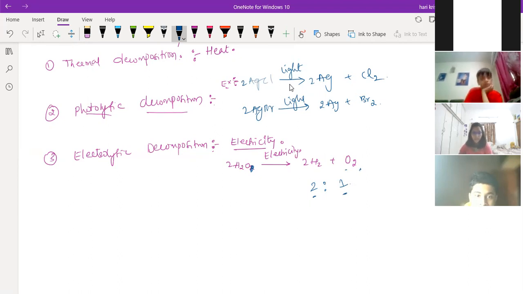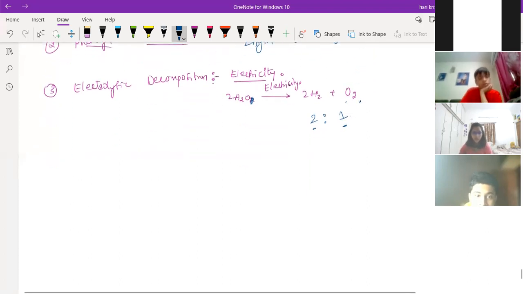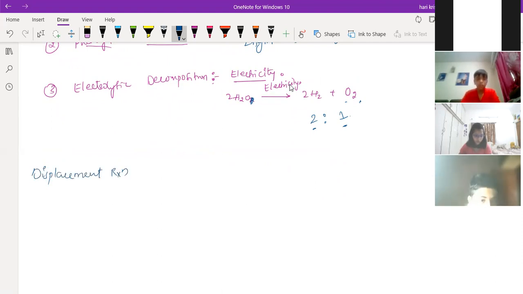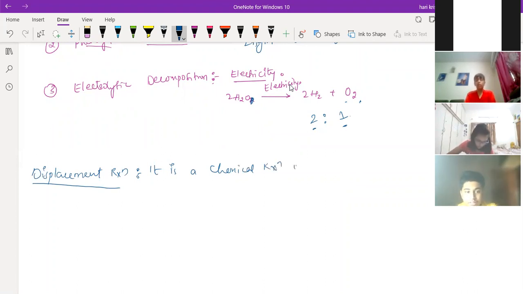Then the displacement reaction. What is the displacement reaction? It is a chemical reaction in which a higher reactive metal displaces a lower reactive metal. A high reactive metal will displace the least reactive metal. We already discussed the reactivity series, right? Yes, sir. Like in a chemical reaction we can add copper sulfate and zinc.